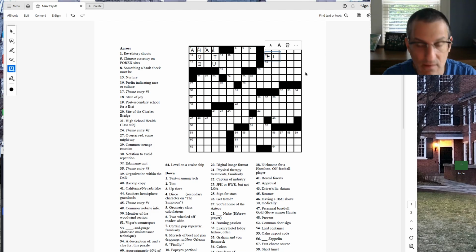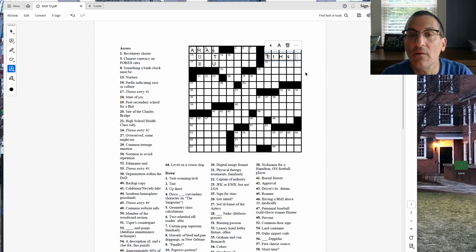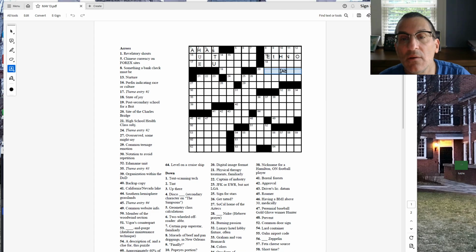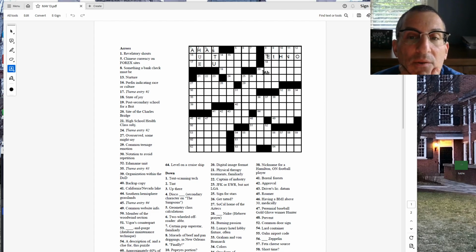Sorry, I don't like this any more than you do. Ethno. Ten across. Why is there no ten across? Because that's an 18. State of joy. I don't know. Elation, glee. Site of the Charles Bridge. Well, that's Cambridge, Harvard. The Charles Bridge, I assume he means over the Charles River. If he has Boston in there, that could actually be correct.